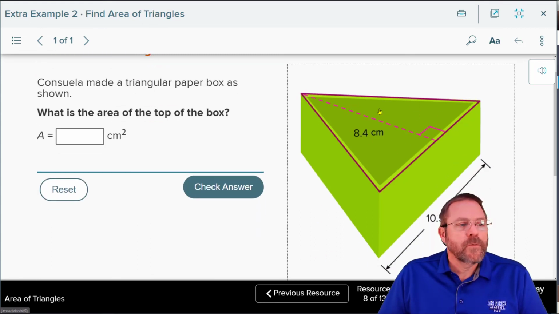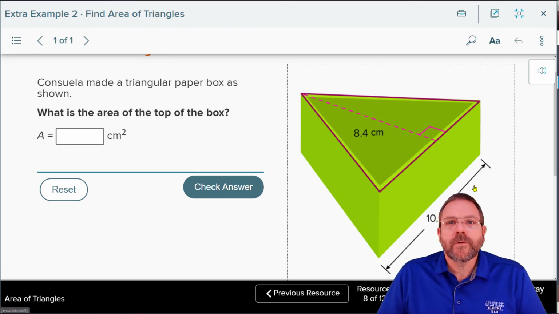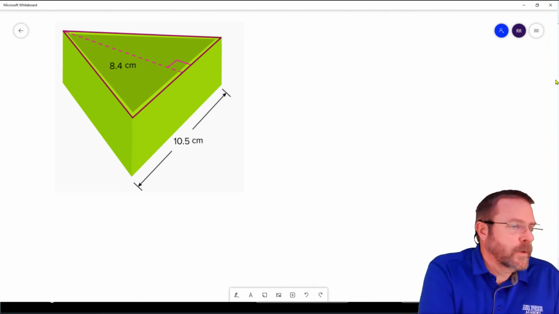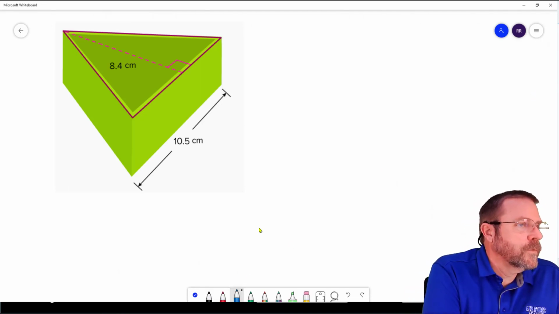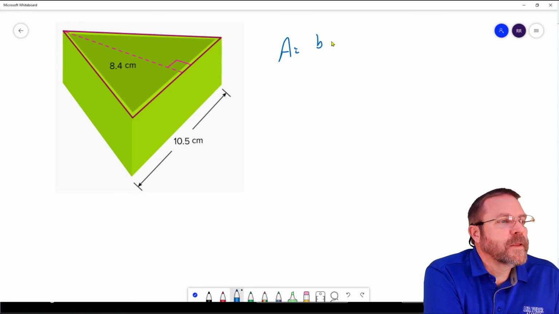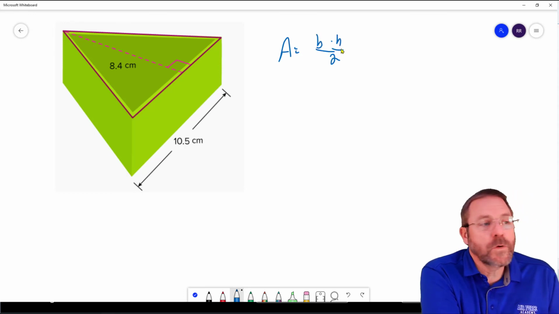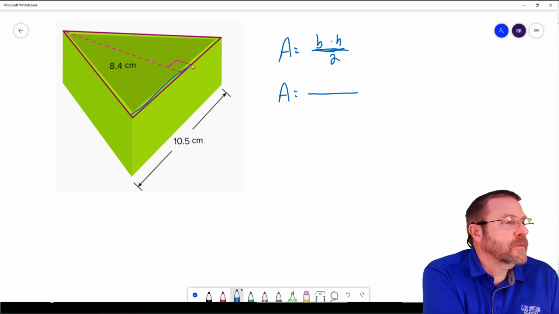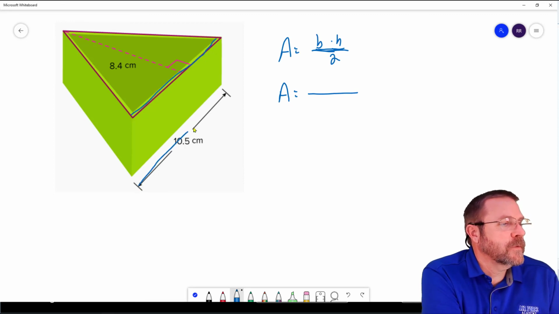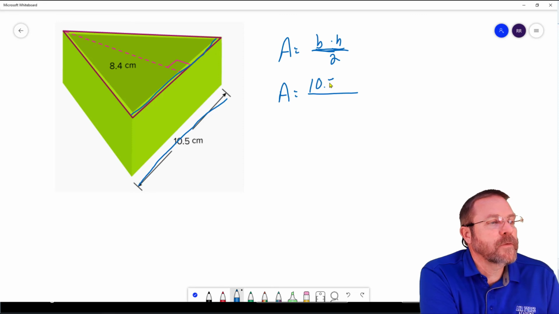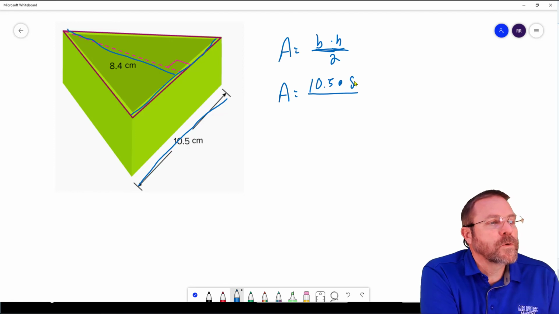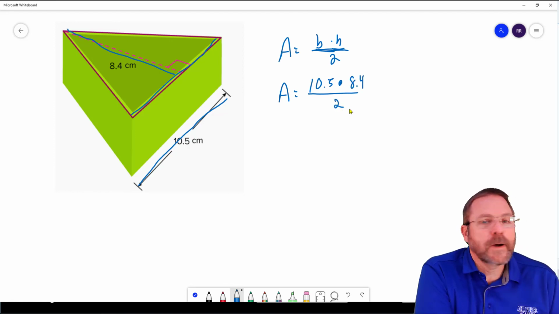Find out what the area of the triangular front of this triangular prism is going to be. So starting off my problem, I'm going to write my formula. Of course, the formula is area is equal to base times height divided by 2. You can use any of the 3 formats for the formula you wanted. Now I have area is equal to the base, that's this distance here, which is the same as this distance here. So that's going to become 10.5 times the height. That's this distance here, which is 8.4 divided by 2.